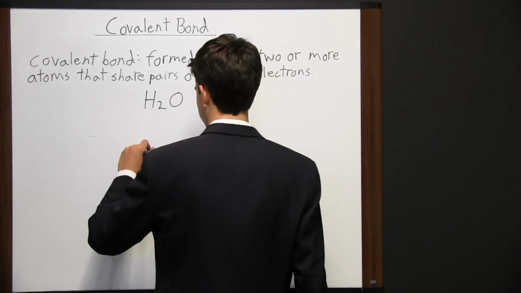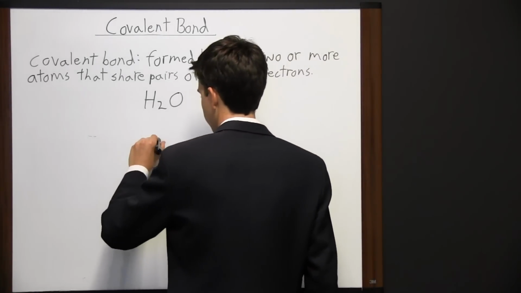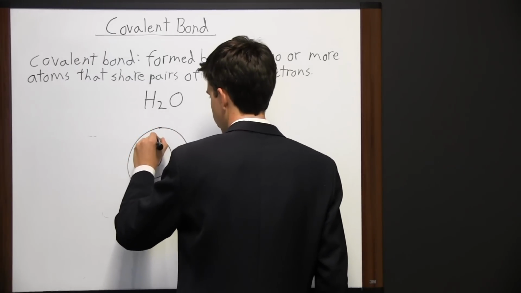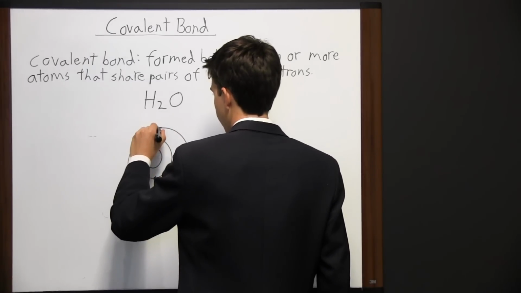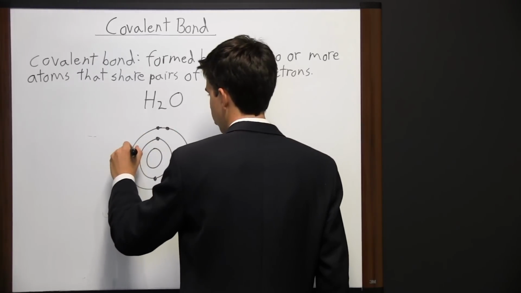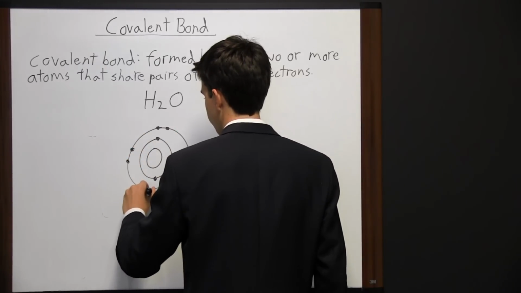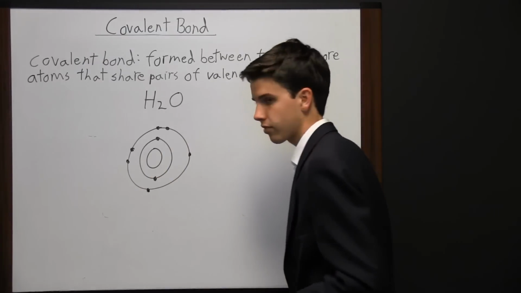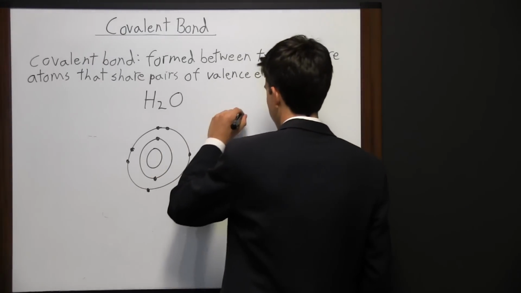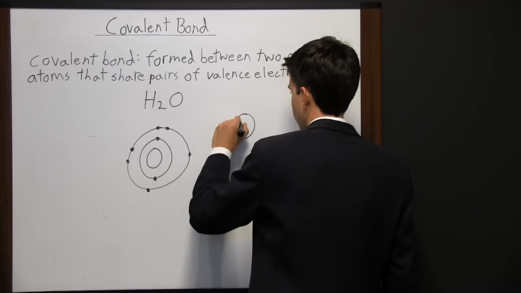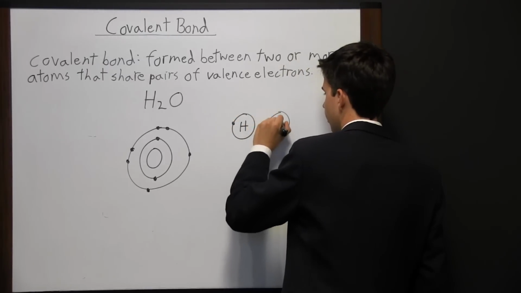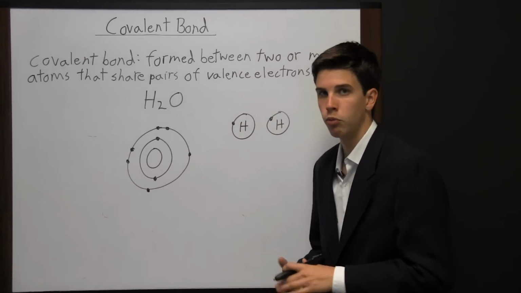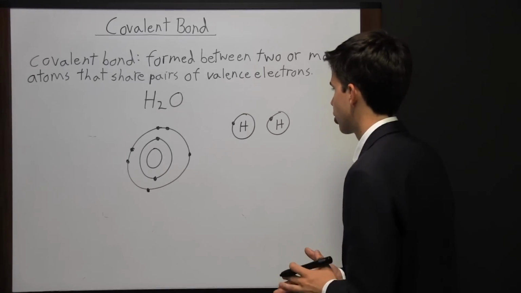So this looks something like this. You have oxygen with its inner shell, and then it also has an outer shell. So you have two electrons in its inner shell, and then oxygen has 6 total electrons in its outer shell. But remember, it needs 2 more valence electrons to fill its outer shell. And hydrogen looks something like this with 1 electron, and there's 2 hydrogen atoms just like that with 1 electron that need 1 more valence electron to fill their outer shell.